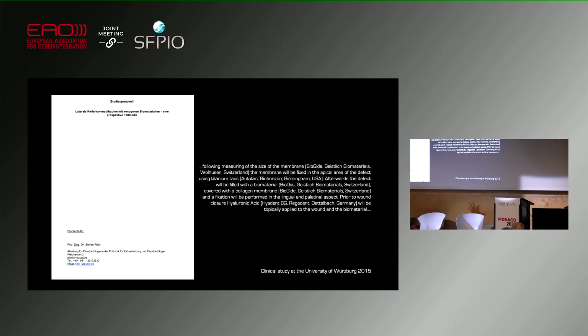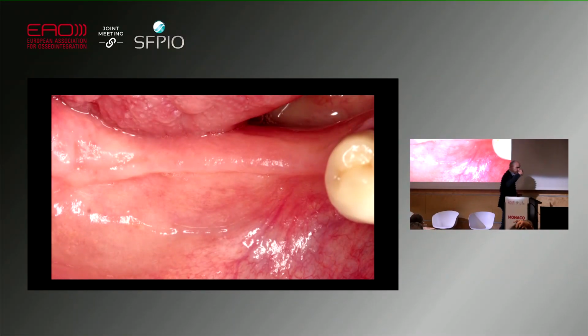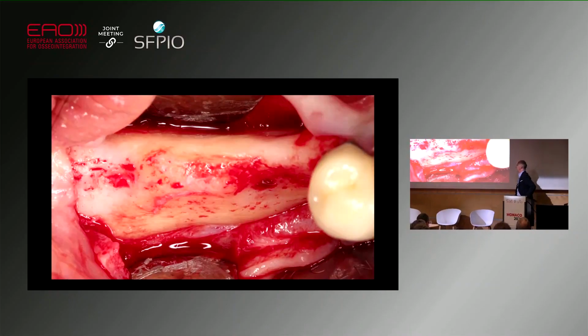So we did a study where we did a GBR technique. We used the bovine bone material. We used the collagen membrane. And we had one group which we mixed with hyaluronic acid, and we did another one which we didn't mix with hyaluronic acid. And these were pretty much the cases. Just remember, this was 10 years ago, so there was no proof for hyaluronic acid. We just mixed up the DBBM material with hyaluronic acid.